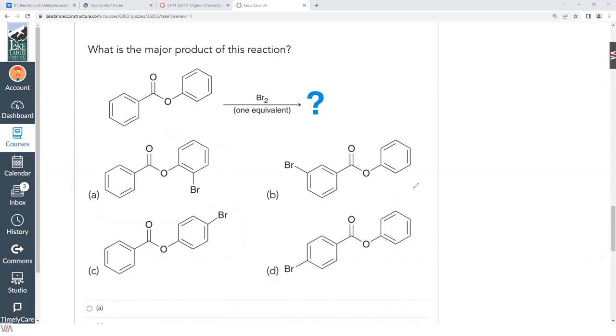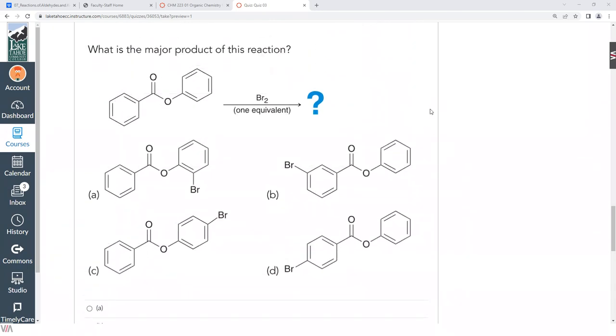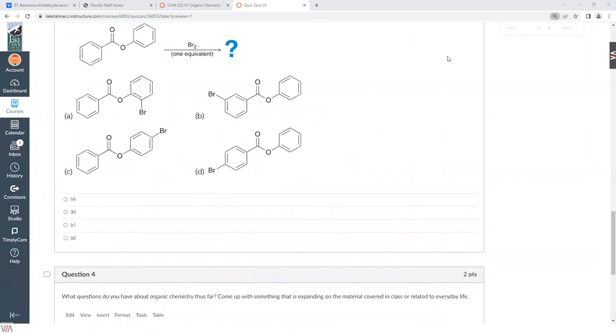And I think that was all of them, right? Any specific questions about these problems or about the carbonyls?